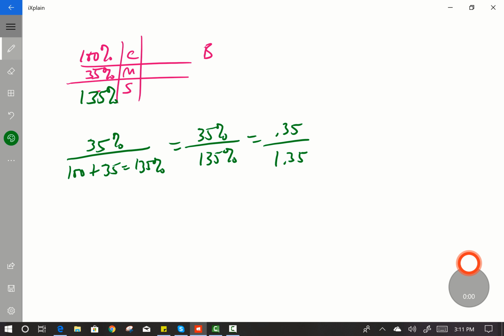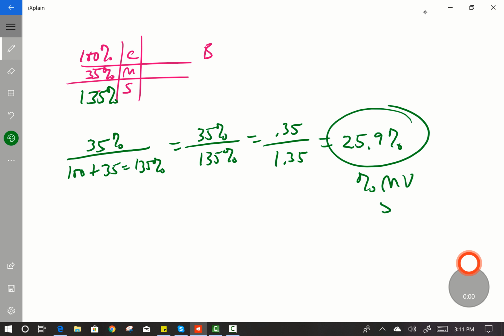Now calculate 0.35 divided by 1.35, which equals a percent of markup on selling price, to the nearest tenth percent, of 25.9%. So that's the percent of markup on selling price. If you know the percent of markup on cost is 35%, then the percent of markup on selling price is 25.9%.